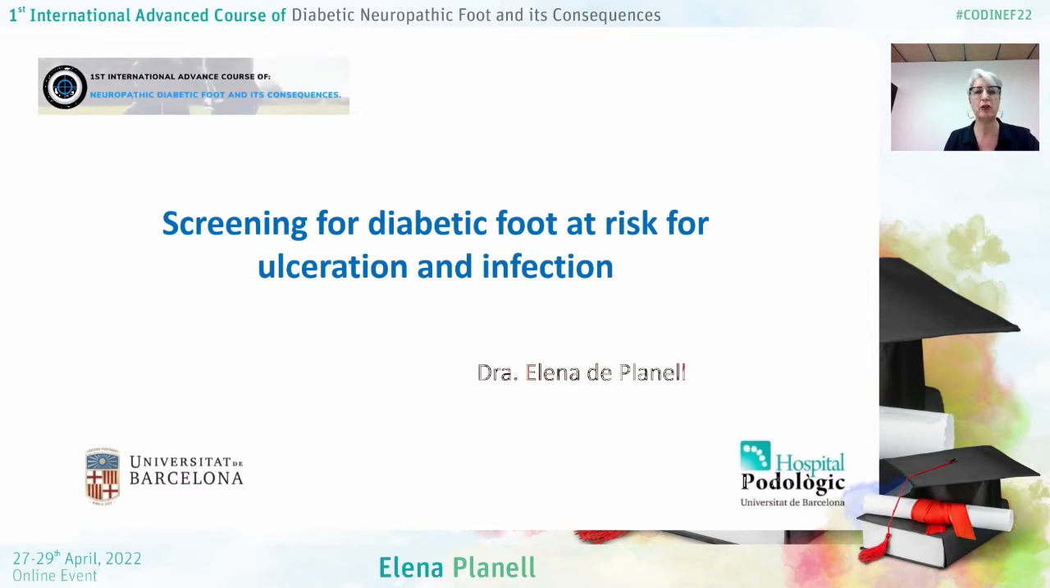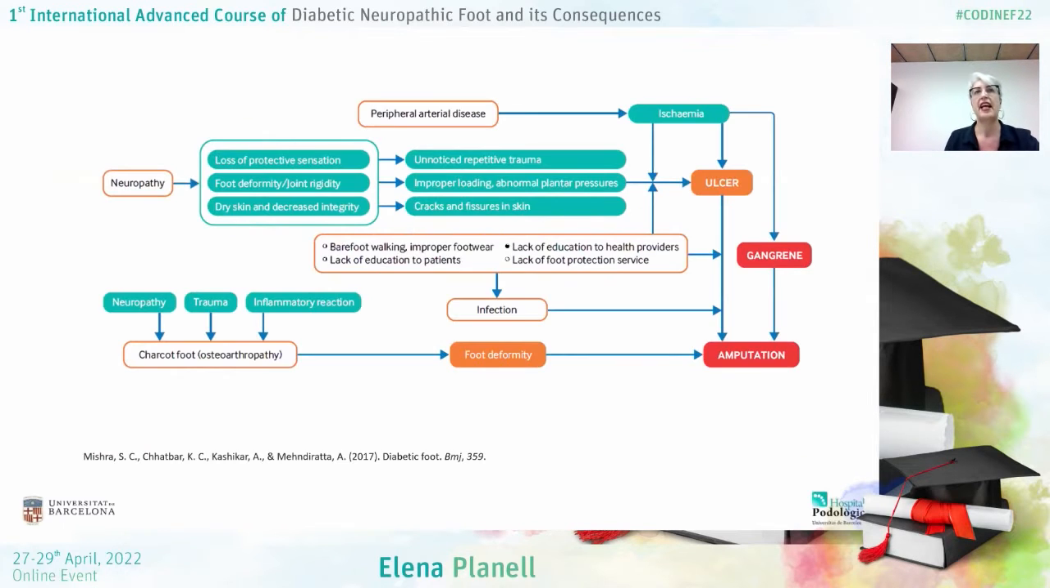And now we are talking about screening for diabetic foot at risk for ulceration and infection. Uncontrolled diabetes contributes to development of neuropathy and peripheral arterial disease by complex metabolic pathways. Loss of sensation caused by peripheral neuropathy, ischemia due to peripheral arterial disease, or a combination of these, may lead to foot ulcers. The purpose of this conference is to review the screening for diabetic foot in order to determine a risk level for that foot, and thus be able to establish the most appropriate follow-up for treatment.